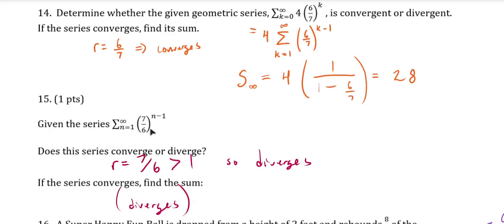For this next one, we only have a common ratio of 7/6, but 7/6 is of magnitude larger than 1. That means this diverges, and we need not try to find the sum.